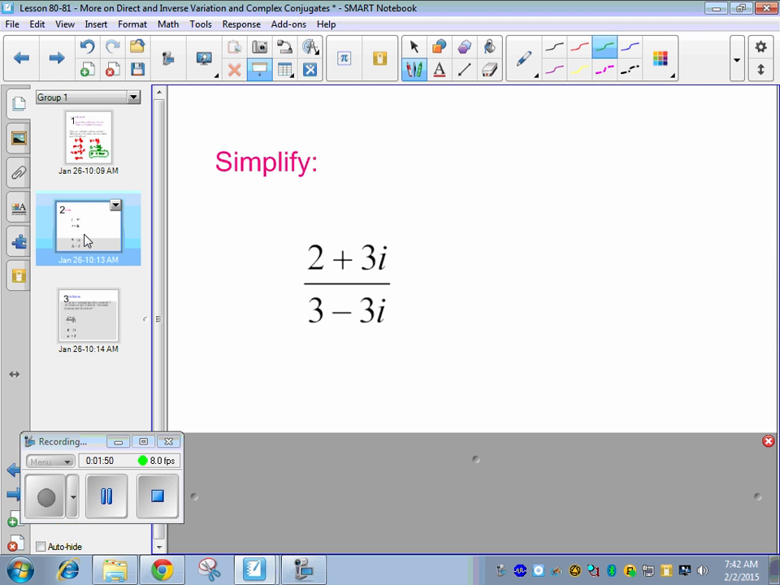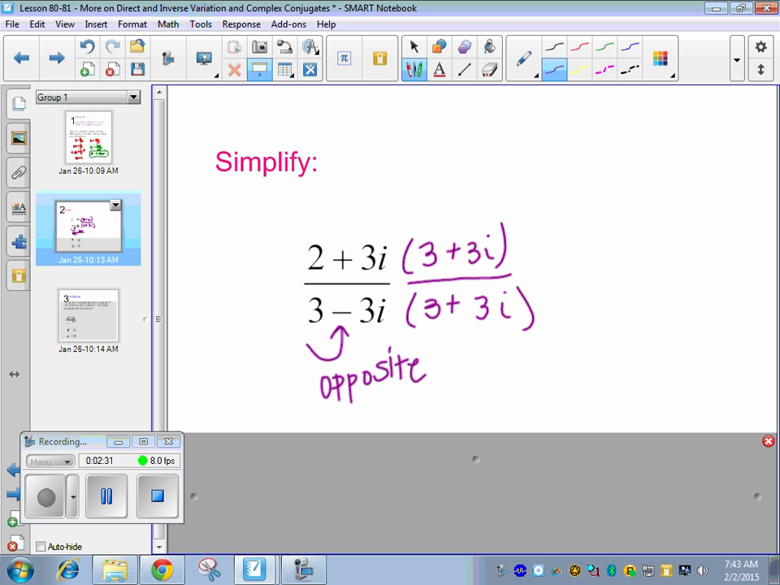Alright. And now we're going to add conjugates with i's, right, with complex numbers. So we did conjugates when we had square roots in the denominator. Alright, same thing. So we're always going to multiply by the opposite, the conjugate of the denominator, alright? So 3 minus 3i, what's the conjugate? Yeah, 3 plus 3i in the top and in the bottom.